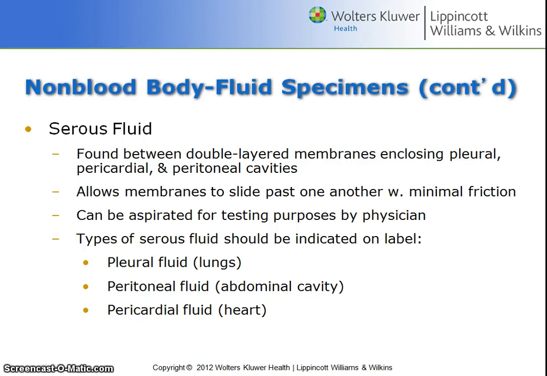Serous fluid is found between the double-layered membranes enclosing the pleural, pericardial, and peritoneal cavities. These include pleural fluid in the lungs, peritoneal fluid in the abdominal cavity, and pericardial fluid in the heart.